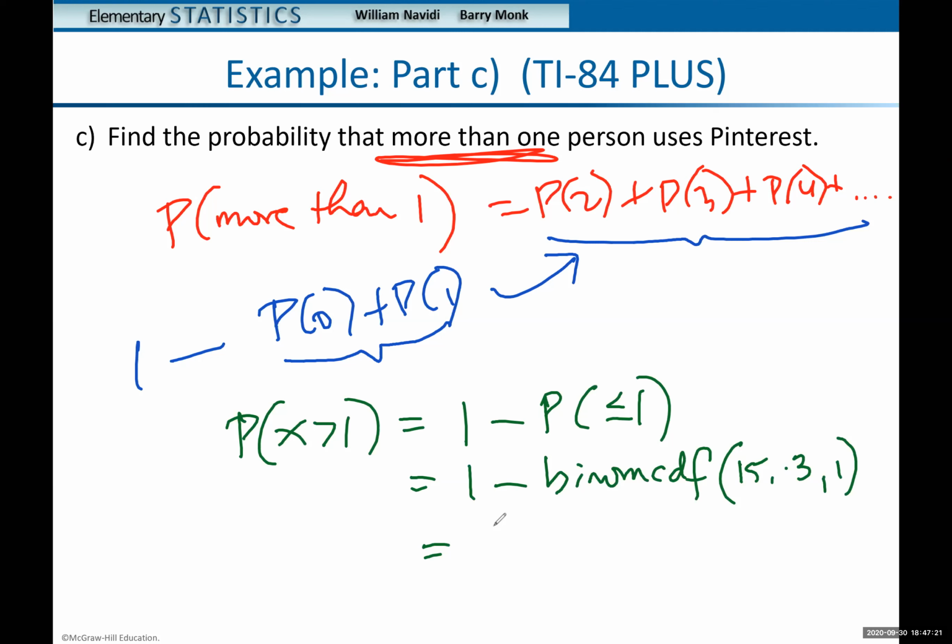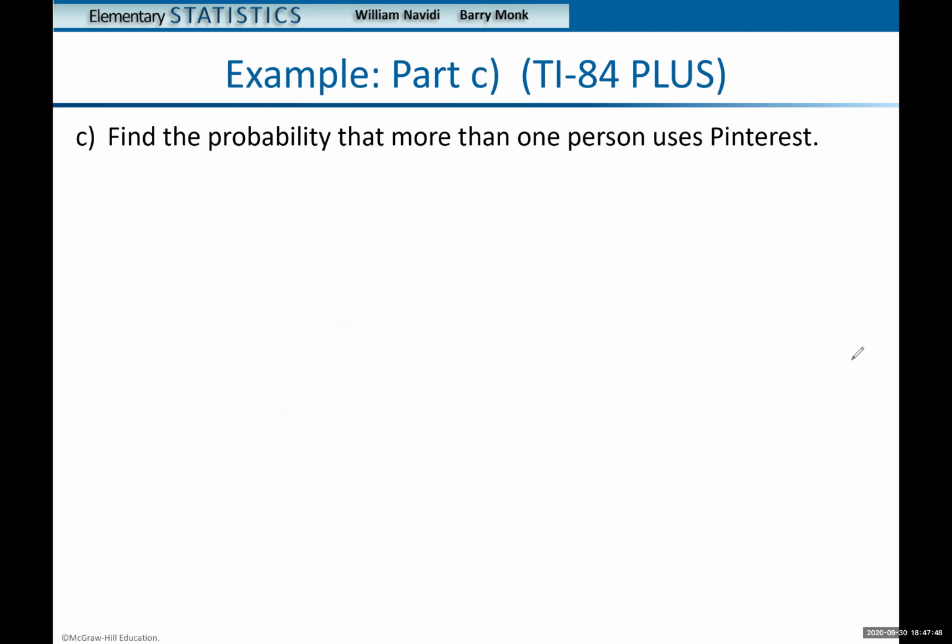So you can type 0.9647. All right, thank you. Any questions so far? All right, letter D. Let's try letter D, a little challenging.